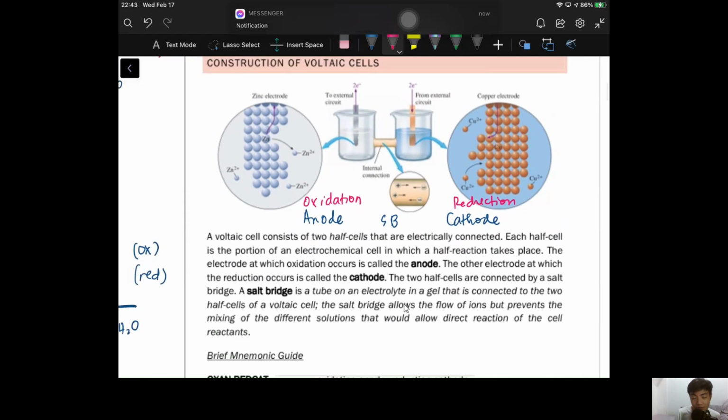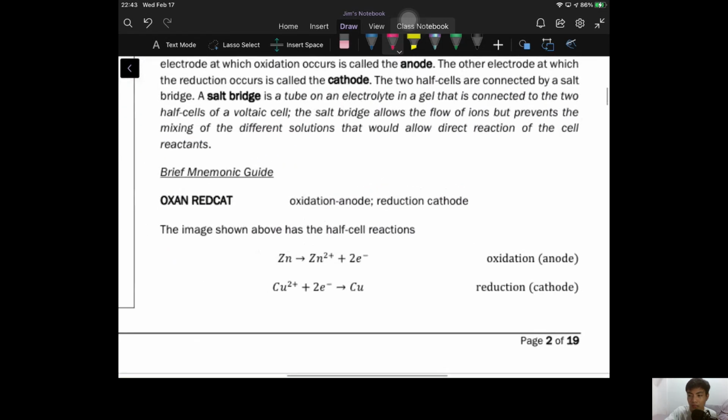So, dito na naman yung definition. So, you may want to read them. Again, sabi ko nga sa inyo, ang anode, doon nangyayari yung oxidation reaction, and yung reduction ay nangyayari sa cathode. So, may mnemonic device na naman tayo dyan. Tawag ko dyan ay oxan red cat. Oxan, meaning oxidation anode. Red cat, pulang pusa, is reduction sa cathode. So, oxan red cat.